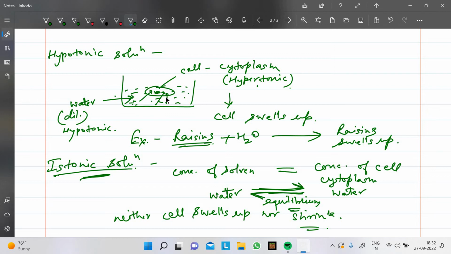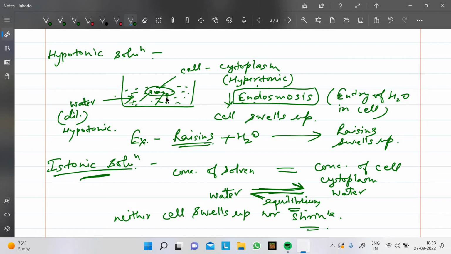Okay, one more thing is here कि यहाँ पर सेल स्वेल कर रही है ना, water सेल के अंदर enter कर रहा है. In case of hypotonic solution, when we place a cell in hypotonic solution, this process is called endosmosis. Endosmosis, entry of water in cell. Okay, just learn it. Endosmosis and exosmosis, two types of osmosis are there. I hope it will be clear to you all.